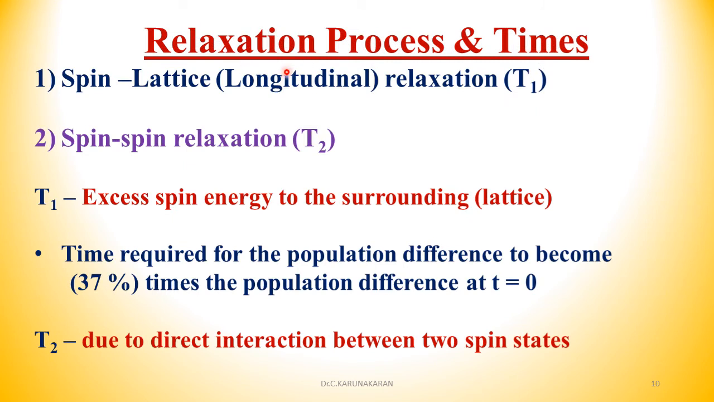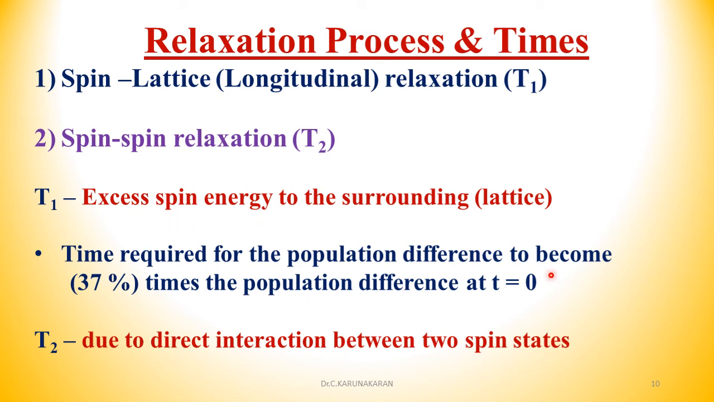There are two types of relaxation process and relaxation times. One is the spin-lattice, or longitudinal, relaxation process and time. The other is the spin-spin relaxation process, with its spin relaxation time. Now let us see what spin-lattice relaxation is. It is represented by T1.